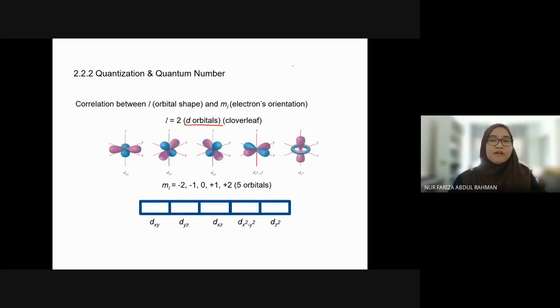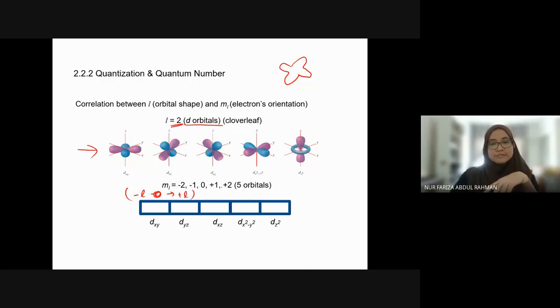The shape of the clover leaf is like that. So this is how the clover leaf looks like. It may look the same as the d orbital, closest to the d orbital. So if L is equal to 2, based on the conditions that we have learned just now, the ML should be -L, 0, until +L. So it is -2, -1, 0, +1, +2.